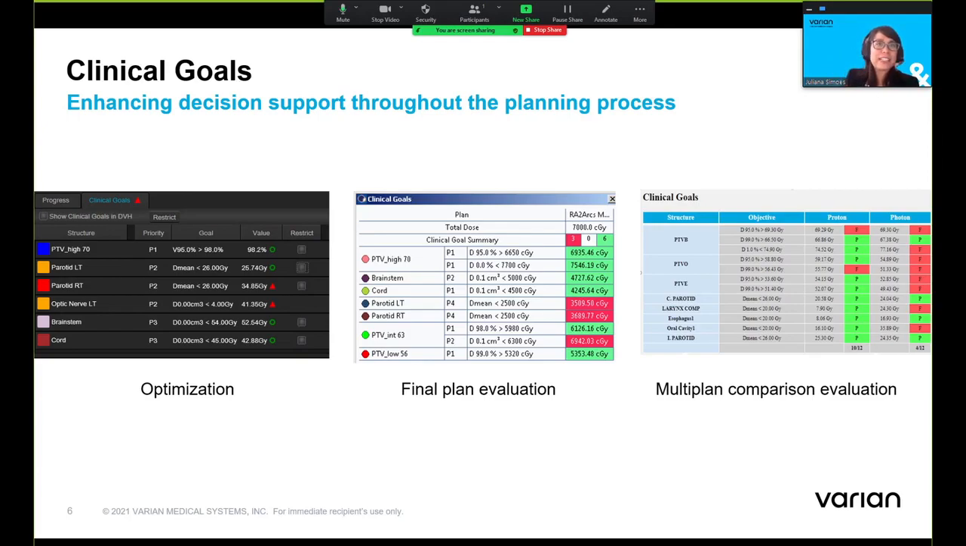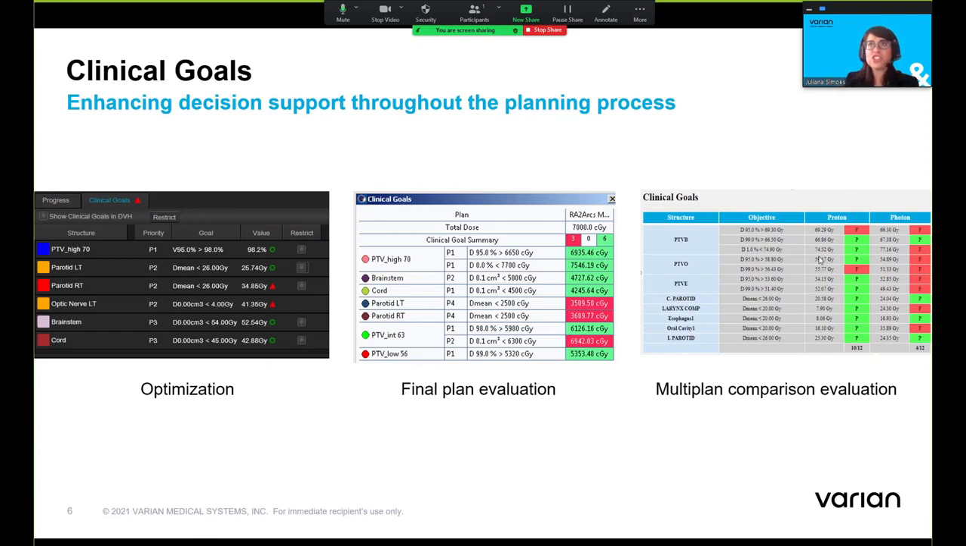Now, when you do that, when you go to optimization, you can track those clinical goals, right? So you can track clinical goals through optimization, final plan evaluation, or multiple plan comparisons. So during the optimization, you can decide right away if you are going in the right path, if you really are achieving what you need, and make changes right away. So you're doing your plan evaluation, you're making decisions right there. Now, when you move to a plan comparison, for example, you can compare protons and photons, and now you can see side by side what is passing, what's not passing.